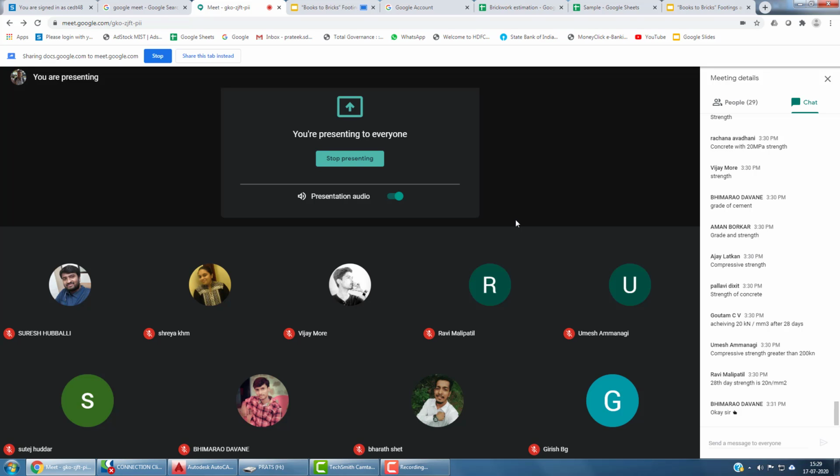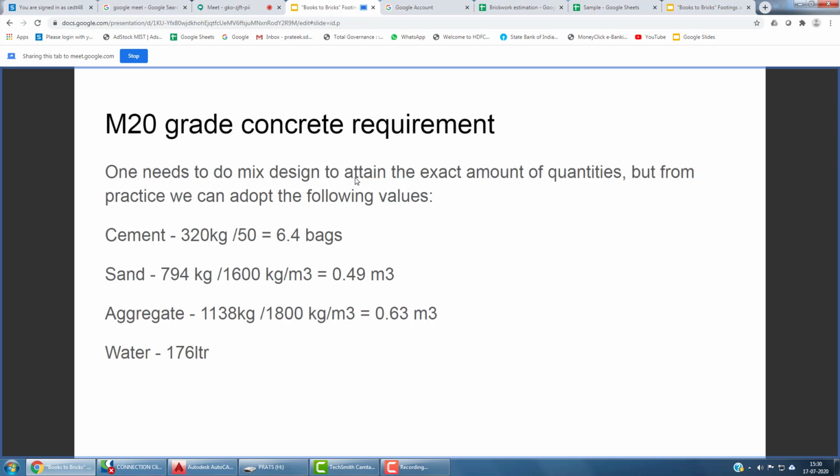Please don't get confused between cement and concrete. Cement is different, concrete is different. Concrete is a mixture, cement is an individual material. So I hope it is clear. Then, continuing with this, for M20, your cement requirement is around 320 kg and sand requirement is 794 kg. Aggregate 1138 kg and 176 liters.